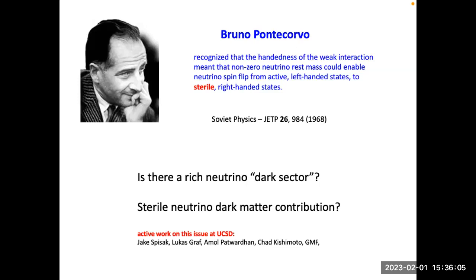Moreover, one can ask if these are a part of the dark matter, and so there's a whole sterile neutrino mafia here at UCSD. This is kind of a UCSD thing. Chad is laughing, but he's actually part of that mafia. And so are Jake Spisak here and Lukas Graf. So we're having a good time trying to figure out whether sterile neutrinos could be the dark matter. And so far, X-ray astronomy seems to be our enemy.